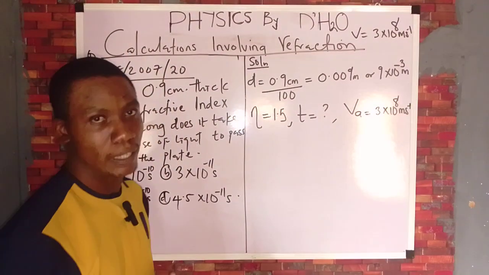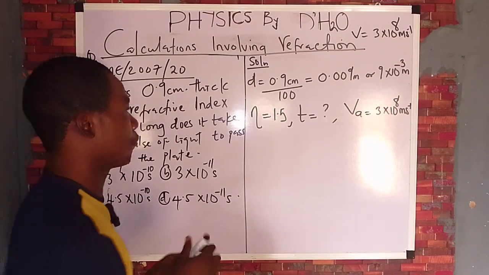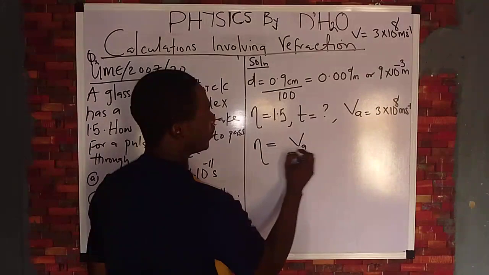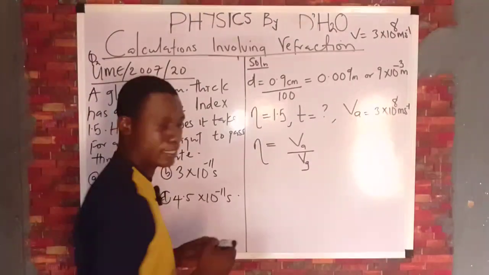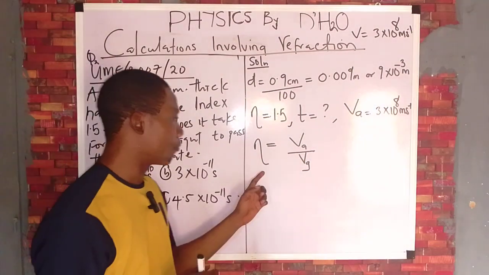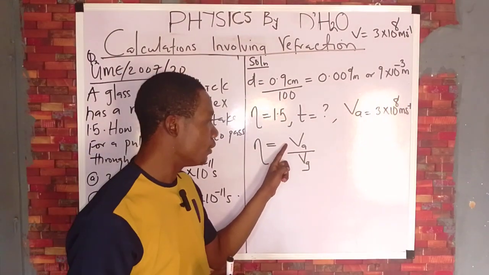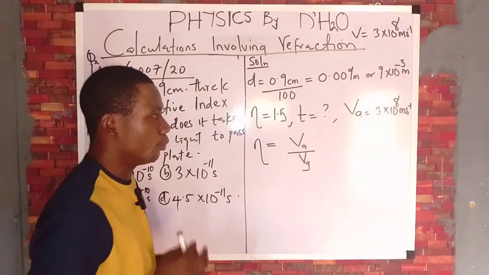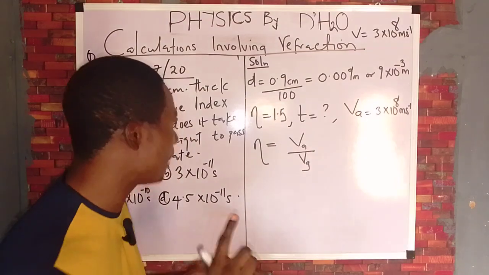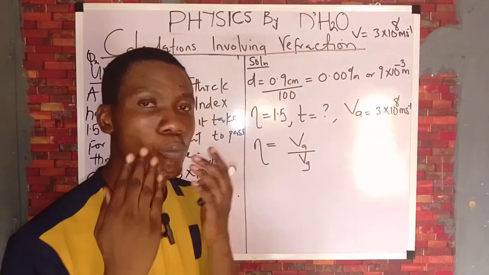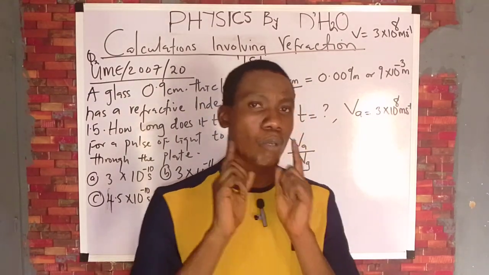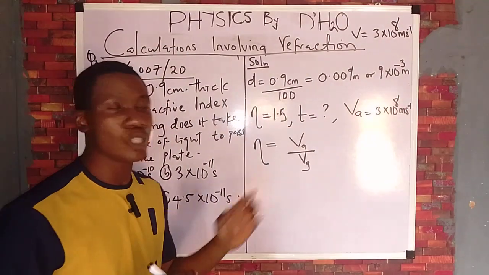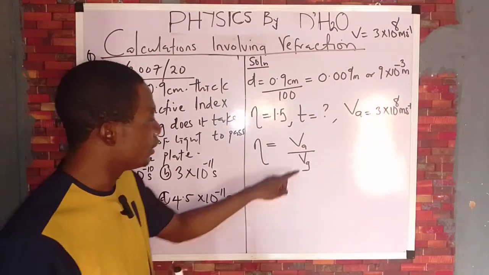Now, remember that our refractive index will give us the speed of light in air over the speed of light in glass. Please do not forget this. Refractive index is speed of light in air to the speed of light in glass. Please memorize your formulas very well. So what do we need to do? If we must calculate the time taken for the pulse of light to move from air through the glass, we must know the speed of light in the glass. And how do we know that? That's the reason you have to memorize your formula. So we need to know this.